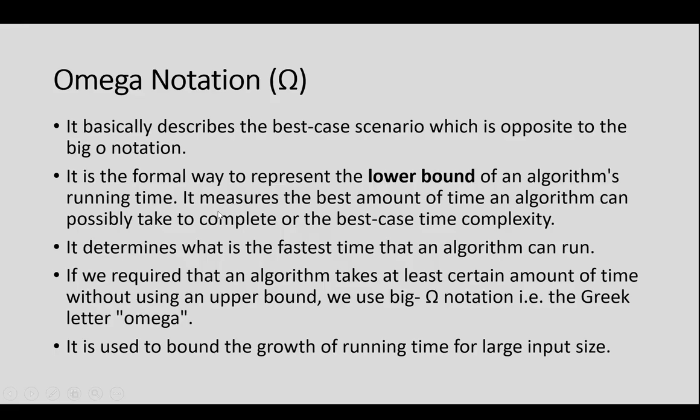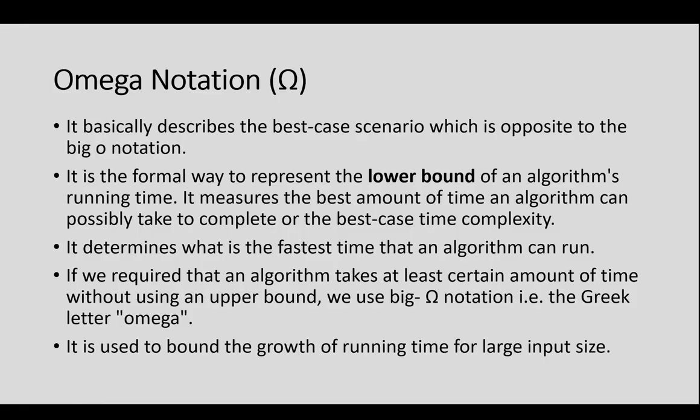It basically describes the best case scenario, which is opposite to the big O notation. As I told you, big O notation will always check for the worst case. But what is omega notation doing? It is always looking for the best case. So that is why one is worst and one is best. That is why it is a ditto opposite of which one?